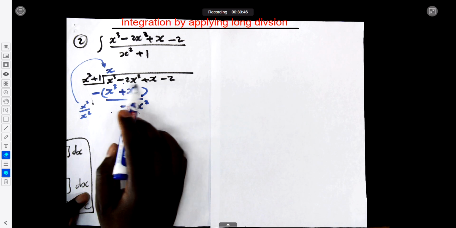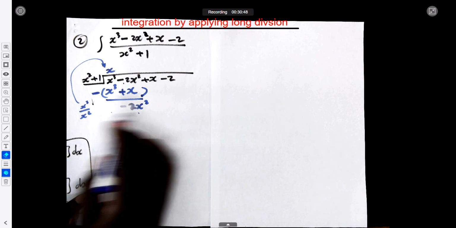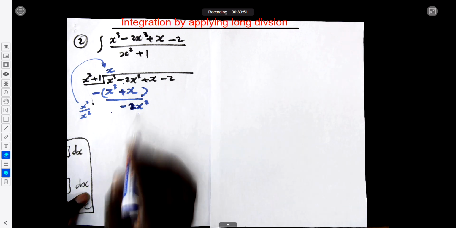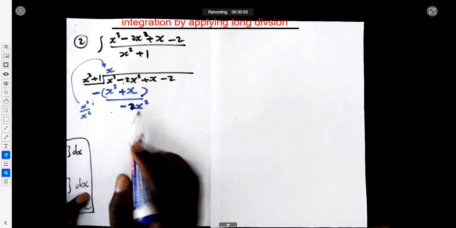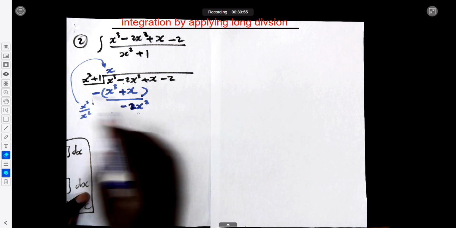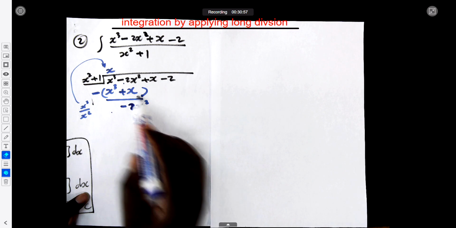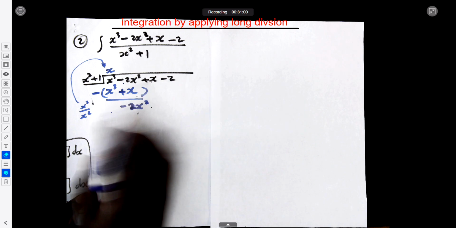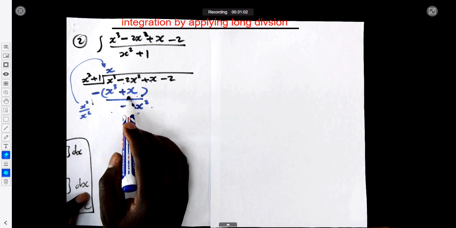Remember, we have negative 2x squared. Do we have a negative x squared term here? No. So it's subtracted by 0. It still remains the same. So therefore, you say x minus x is 0, isn't it? Yeah, x minus x, so it's 0.